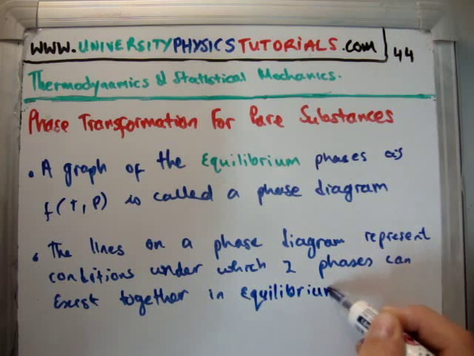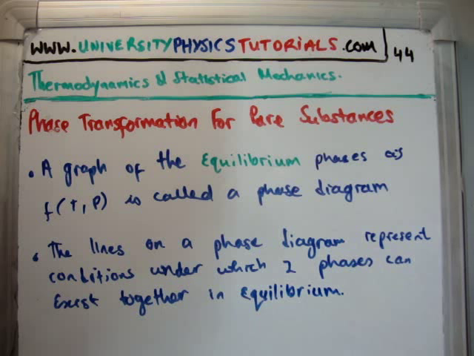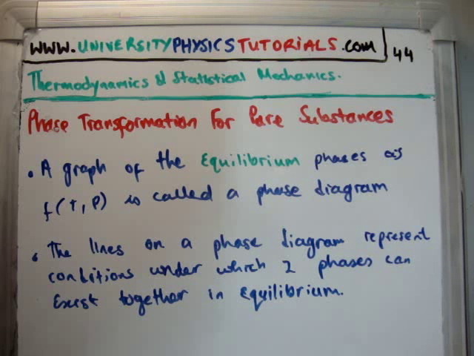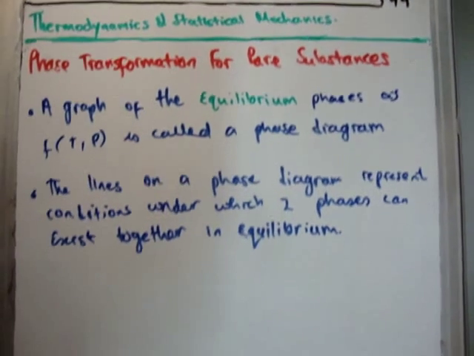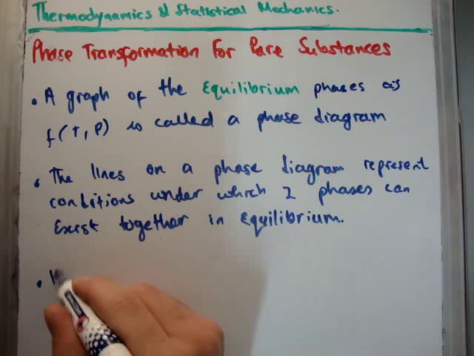The reason it's important, it means, for example, that you can have solids and liquids together, gases and liquids together. And I suppose, no, I can't really have solids and gases together. But it means that you can have both phases present at the same time, which is a bit of a strange one. And finally, the vapor pressure.